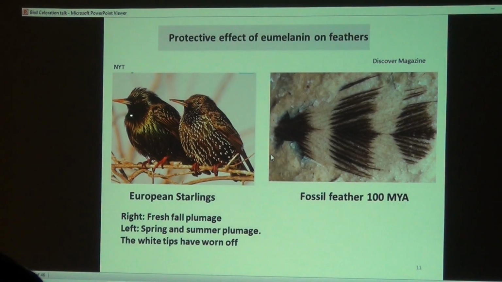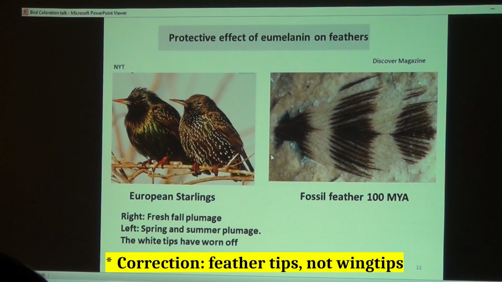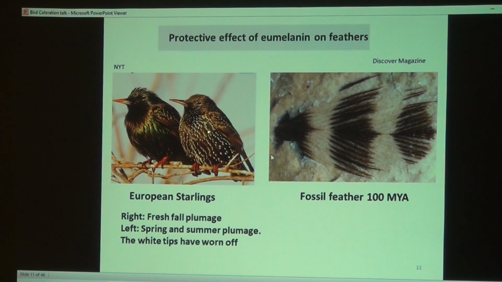Here are a couple of dramatic examples of the protective effect of eumelanin. On the left are two starlings. This one here is in fresh fall plumage. It's just had a molt, and it's speckled white. Those speckles are actually the wingtips of these feathers. And what happens as time goes on is that these white wingtips wear off. And you're left with this black coloration, even though between this and this, no molt has taken place.